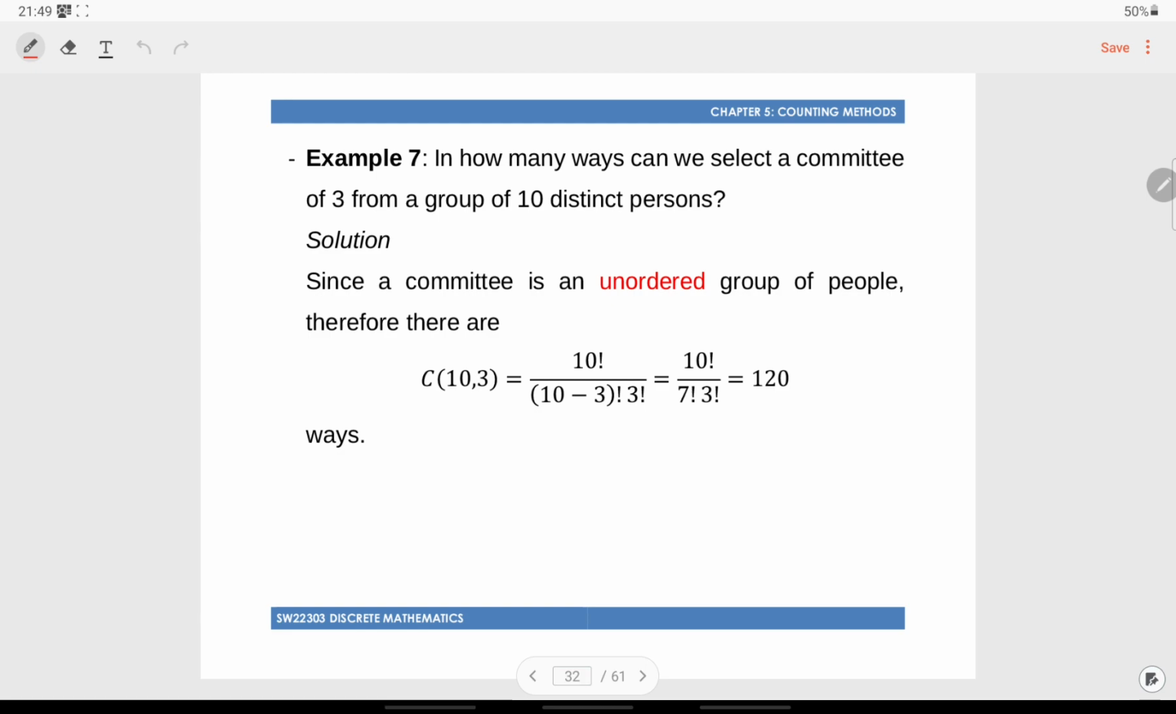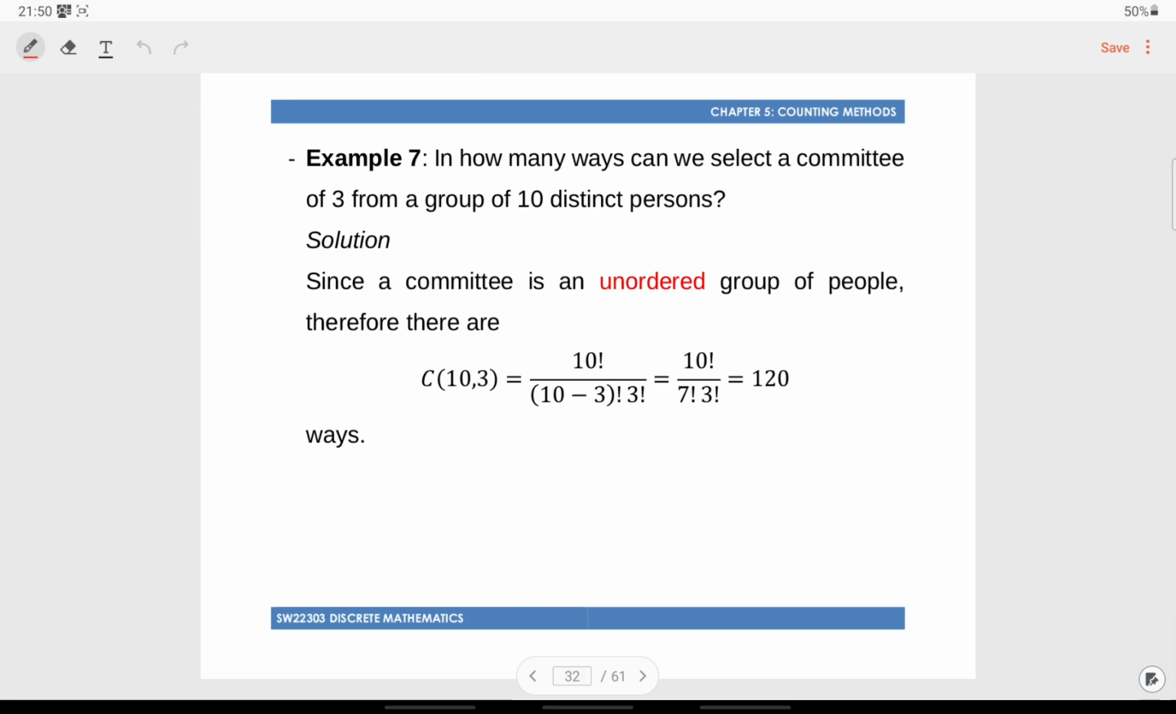Right. Example number 7. In how many ways can we select a committee of 3 from a group of 10 distinct persons? So again, we are required to form a committee, but this time there's no position. That means there is no condition to be a chairperson, vice chairperson, secretary, or treasurer. The condition is only 3 committee members out of 10 distinct persons.